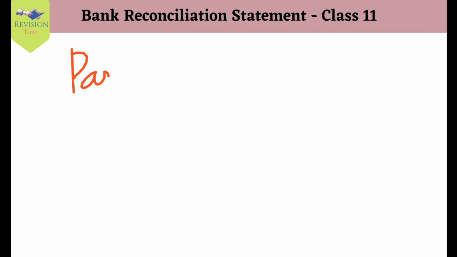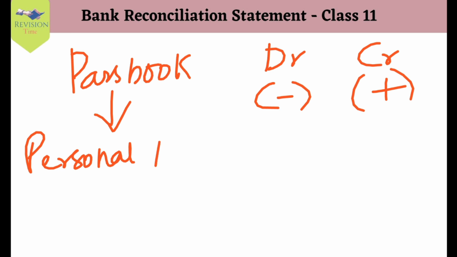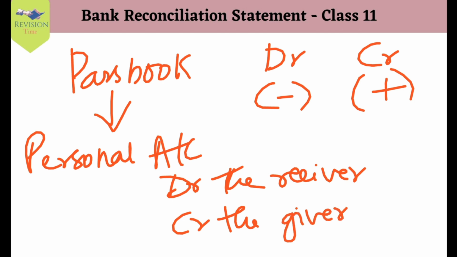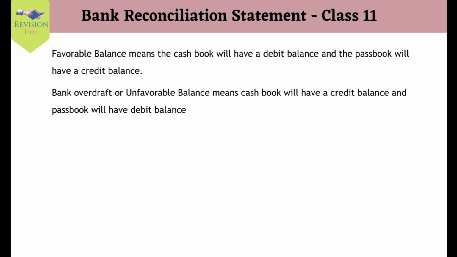Whereas for passbook, it's opposite. For passbook, debit is minus and credit is plus. Let us analyze here also. Passbook, bank account, transactions. So bank account is a personal account, and according to personal account, debit the receiver, credit the giver. So here debit is always deducted and credit is always added. So this is very important that you have to remember. Cash book, debit is added, credit is subtracted, and for passbook, debit is subtracted, credit is added.